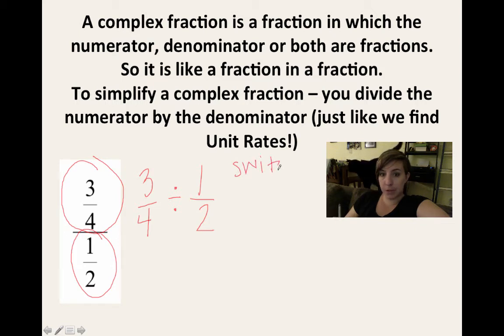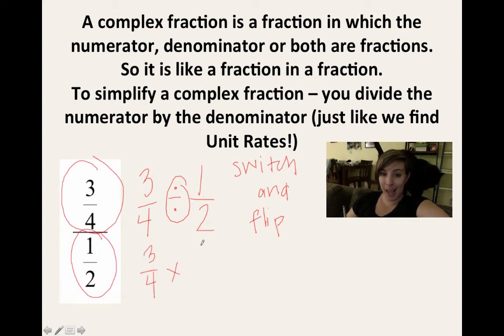You switch and flip. You switch the sign. So instead of divide, you multiply. So we do 3/4 times, and you flip the second one. This one stays the same. So you flip 1/2, it becomes 2/1. And then you multiply.